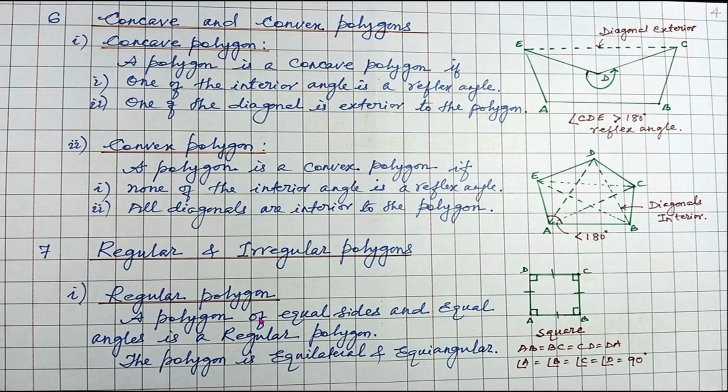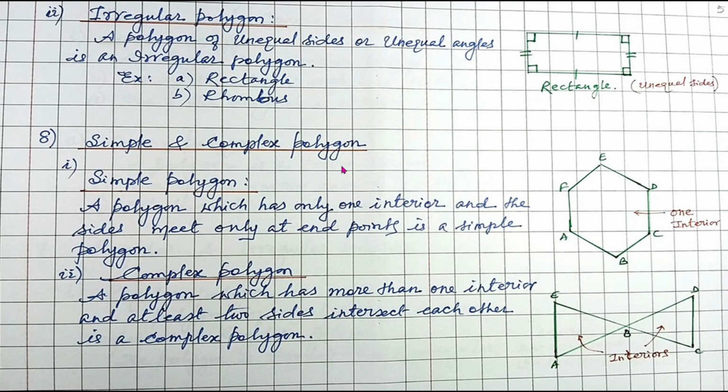Now, regular and irregular polygons. A polygon of equal sides and equal angles is called a regular polygon. The polygon is equilateral and equiangular. For example, a square is a regular polygon because all the angles are equal and all the sides are equal. An irregular polygon is a polygon which has unequal sides or unequal angles. A rectangle is an irregular polygon. A rhombus is also an irregular polygon.